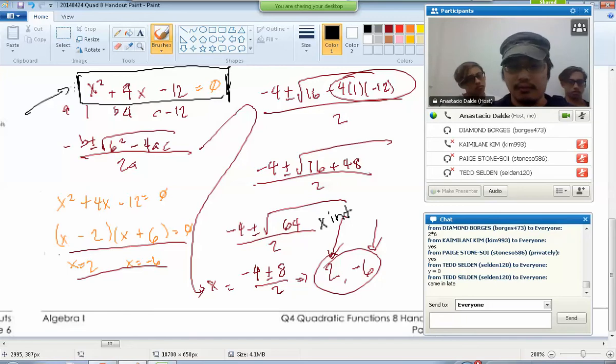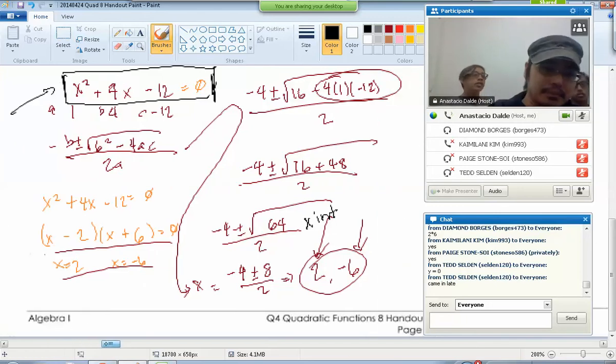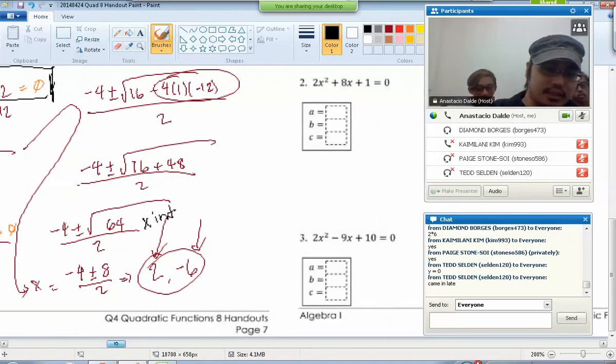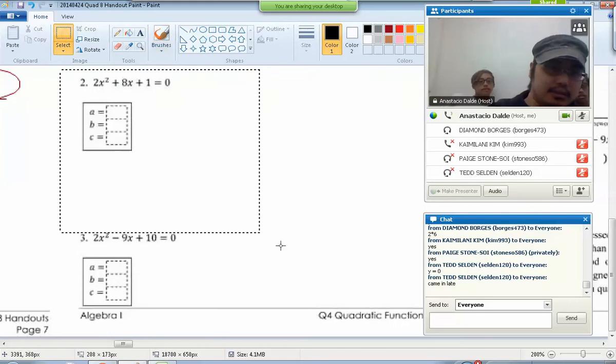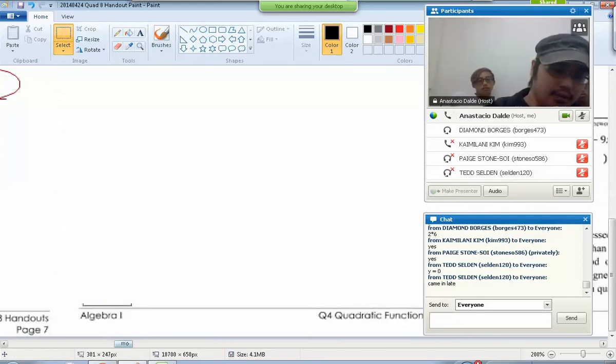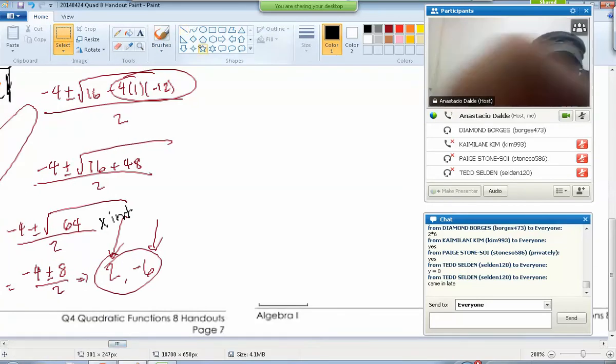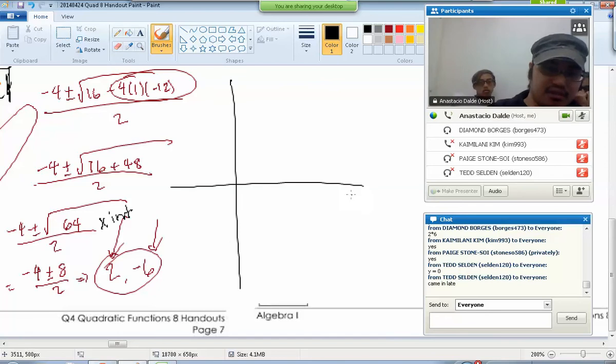Negative 12. So if we were to graph this, I don't have any room at this point. If we were to graph this, we know it crosses at 2 and negative 6, and it goes down at negative 12. I know that this part right here is 2, and this part right here is negative 6.